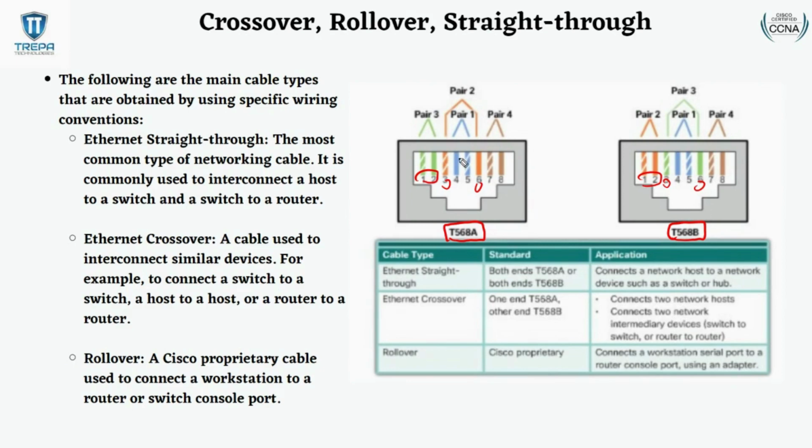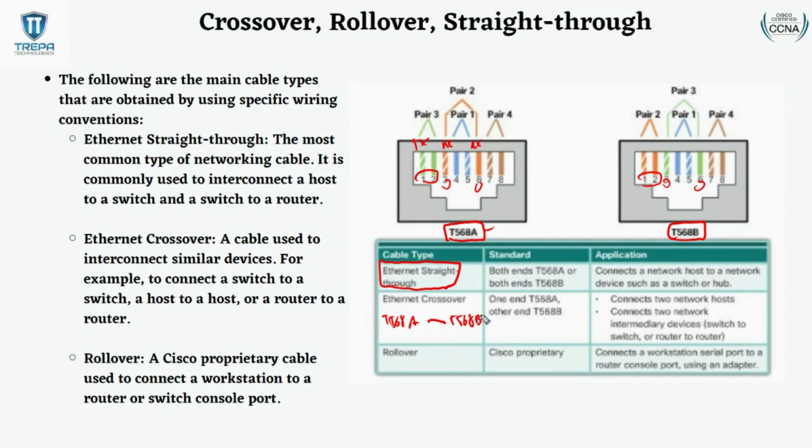So why am I pointing this out? Because in typical Ethernet or Fast Ethernet, pins 1 and 2 are used for transmit, and pins 3 and 6 are used for receive. This is what we call an Ethernet straight-through when both sides have the same cabling standard. So if both sides are T568A, it's a straight-through. A crossover is when one side is T568A and the other side is T568B.